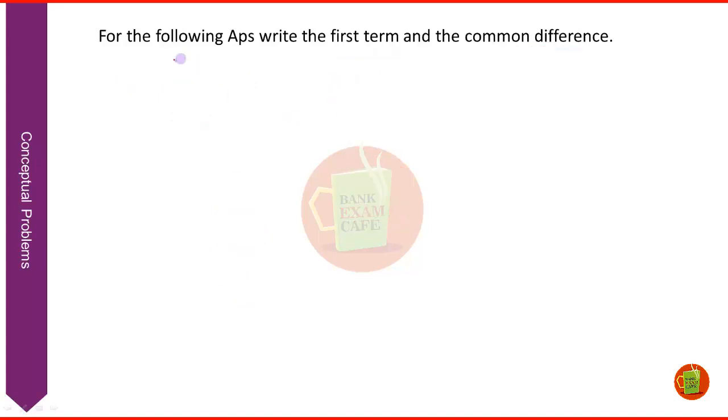Take the third one. It is 0.6, 1.7, 2.8, then 3.9 and so on. It is given that it is an AP. So here we have to write the first term. So first term is 0.6.